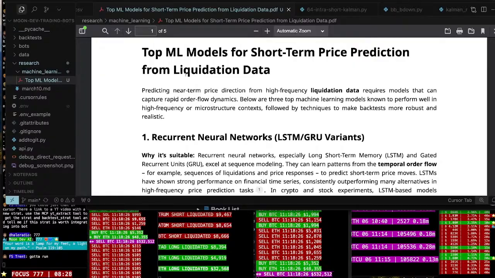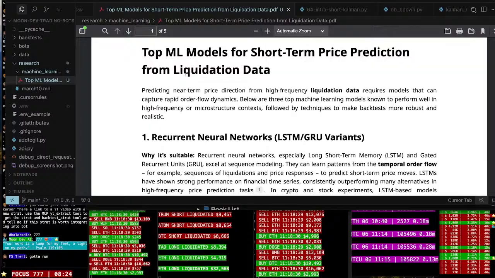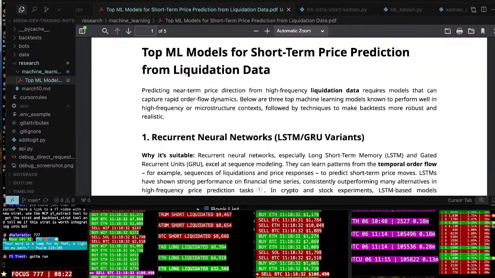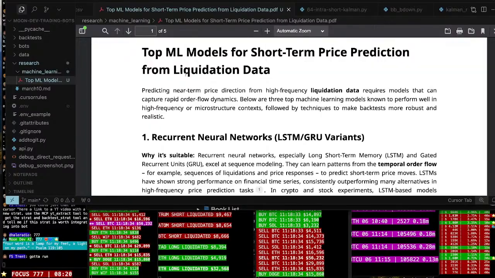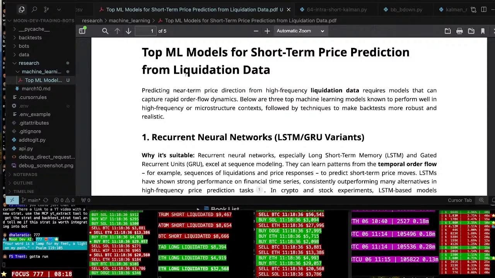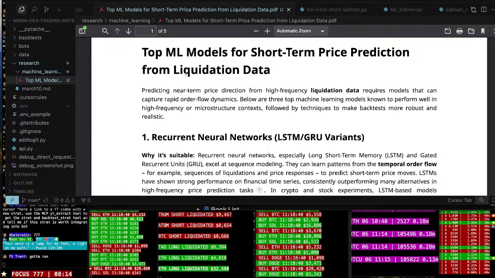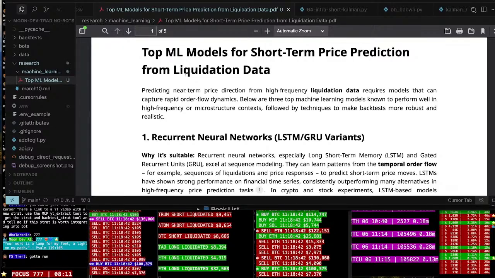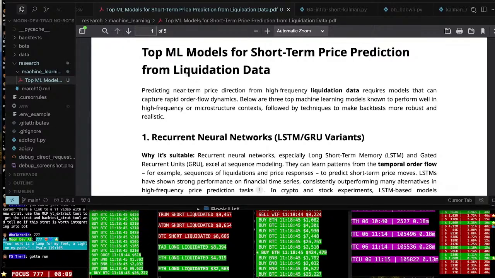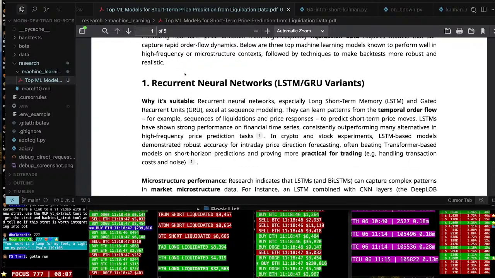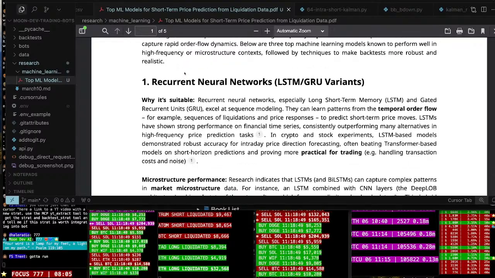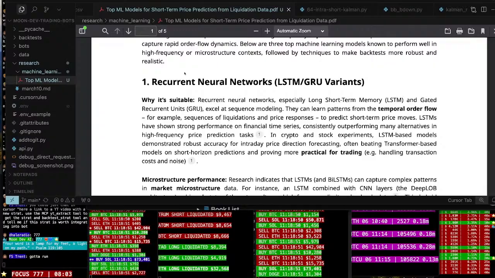Predicting near-term price direction from high-frequency liquidation data requires models that can capture rapid order flow dynamics. Below are 3 top machine learning models known to perform well in high-frequency or microstructure contexts, followed by techniques to make backtests more robust and realistic. So we could use an RNN, which is a recurrent neural network.